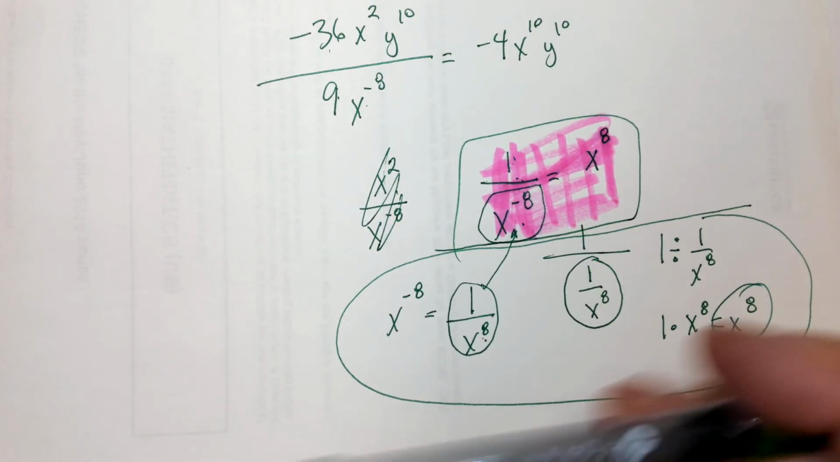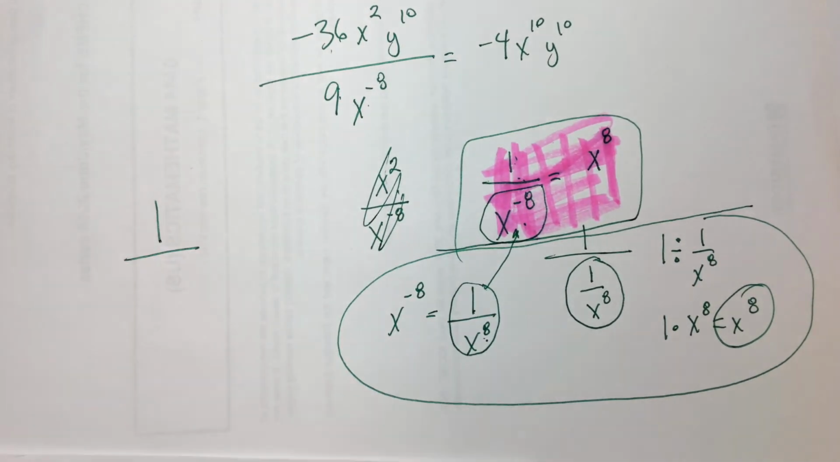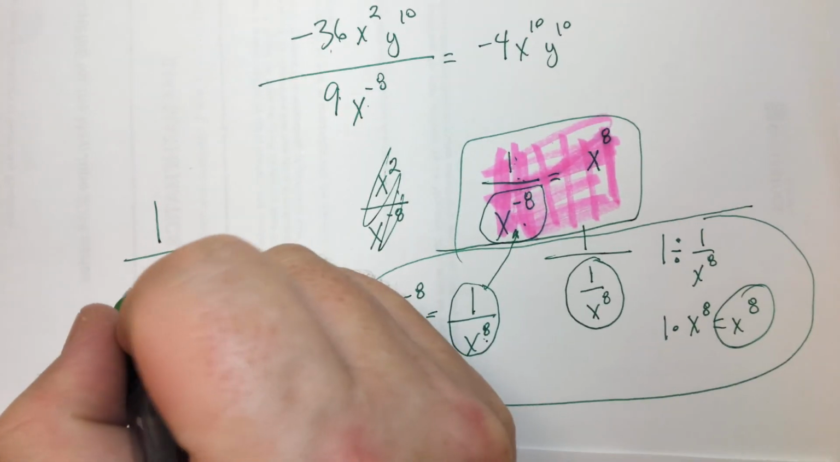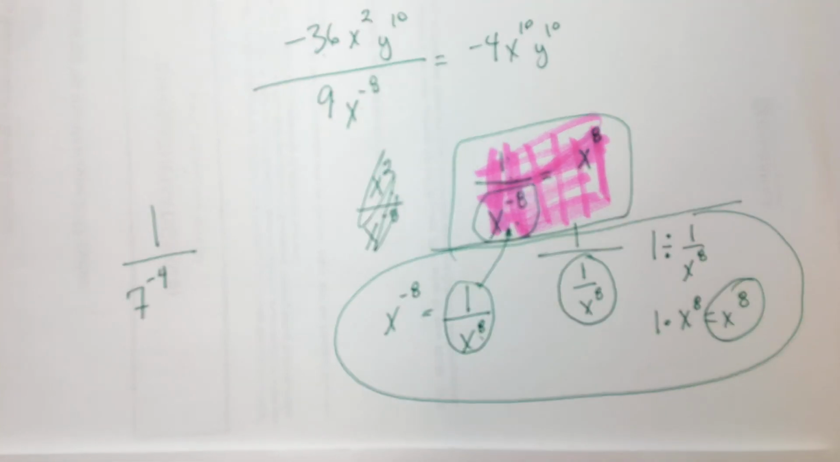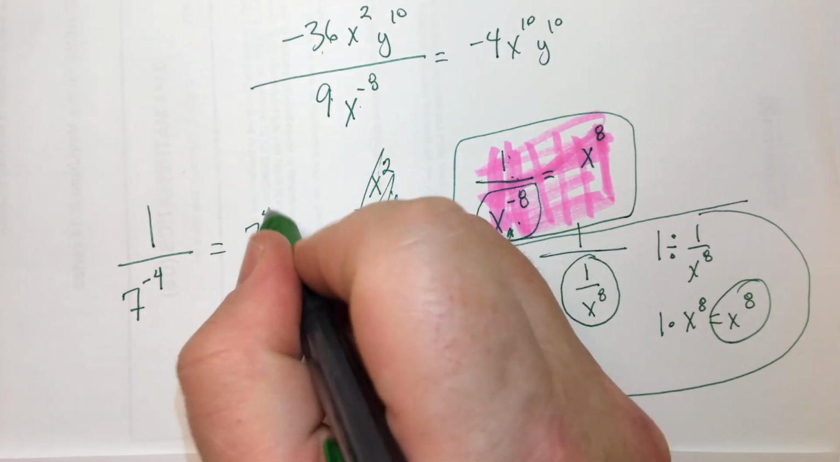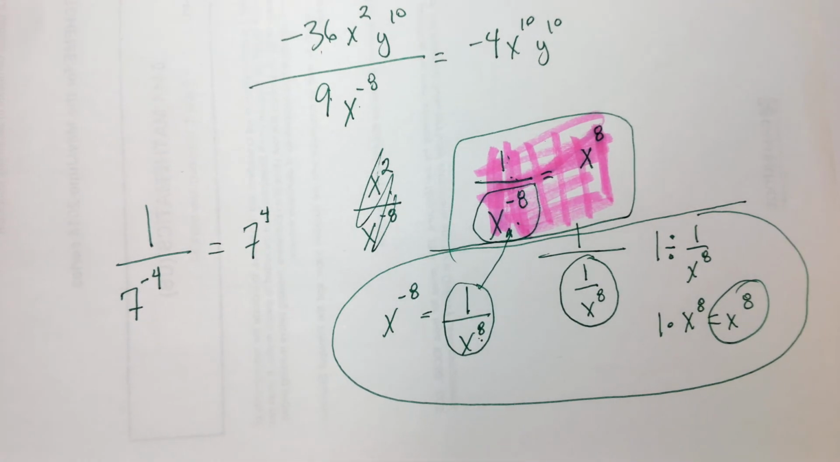So yes, if you had something like 7 to the negative 4th in the denominator, that would be that's it, because the one on the top is the positive. Yeah, so there's still a 1 there, but you don't need to write times 1.